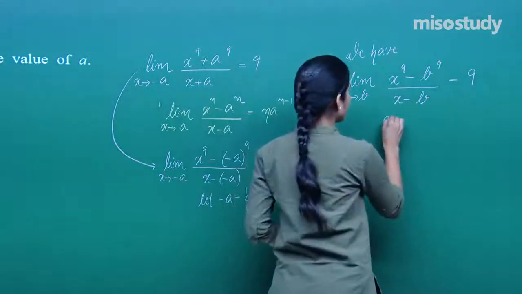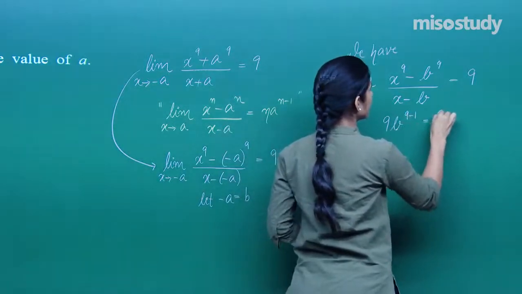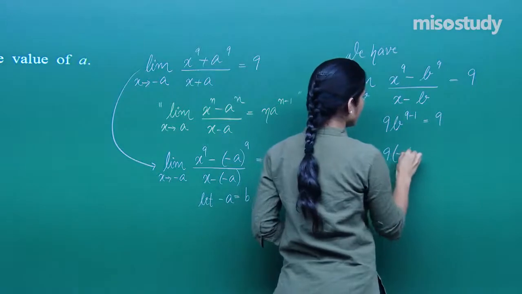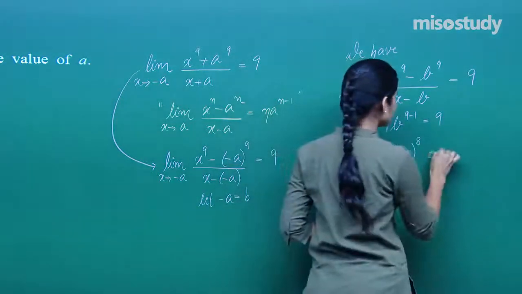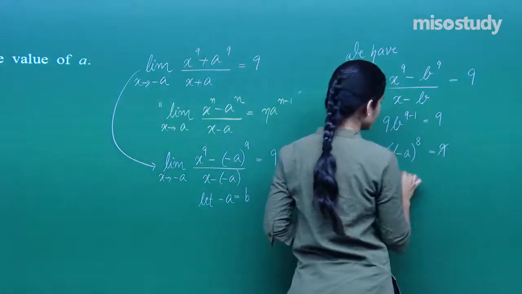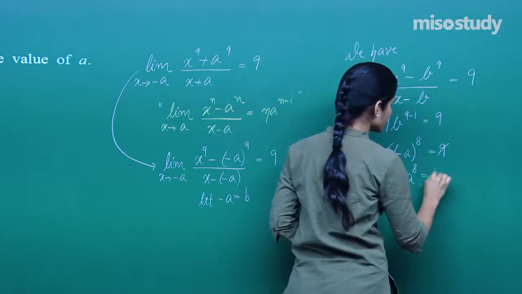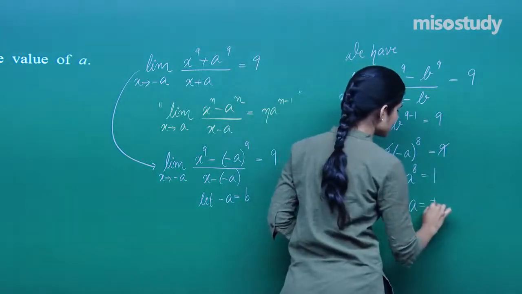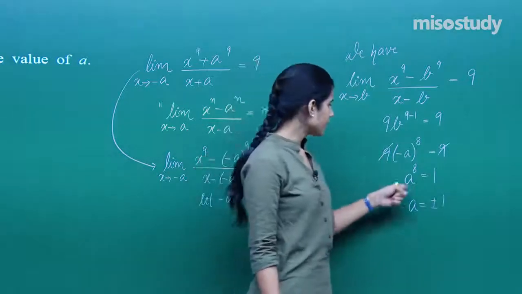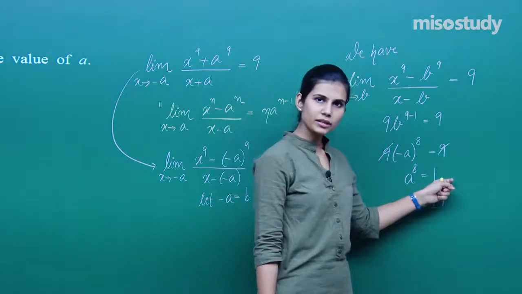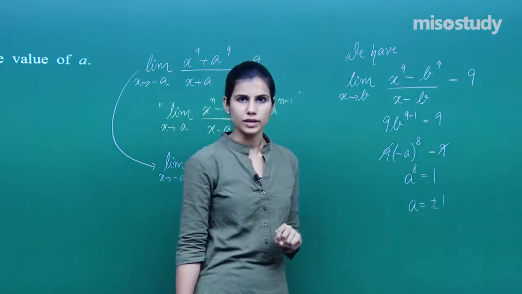So this will be n b to the power n minus 1, that is 9 into b to the power 9 minus 1. So this is 9 into minus a to the power 8, because b is minus a, 9 minus 1 is 8, this is 9, 9 cancels out, you have minus a to the power 8, which is actually a to the power 8, is 1, that means a is plus minus 1, right? Because minus 1 to the power 8 is also 1 and 1 to the power 8 is also 1. These are the only two real values whose power 8 gives you 1.